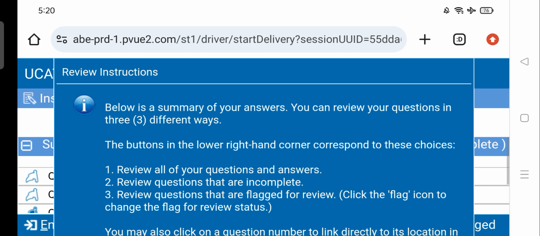Next, we have an option for reviewing questions that are incomplete. As we don't have any incomplete questions, we cannot move to that one. Third point, review questions that are flagged for review. As we click on review flagged, you have seen that we moved to the flagged portion. You may also click on a question number to link directly to its location. That's how you can also move to a section.